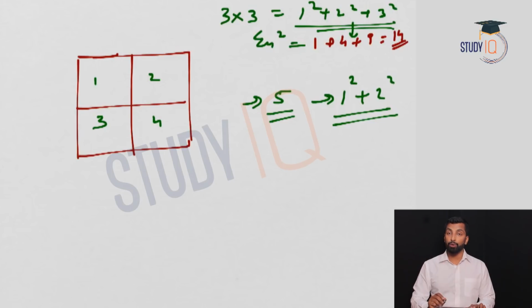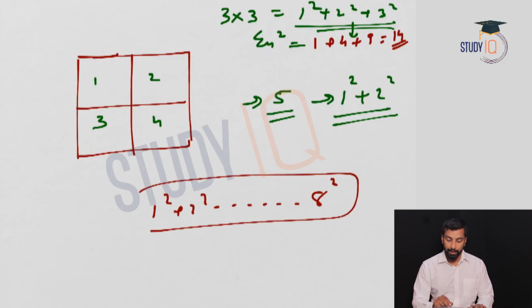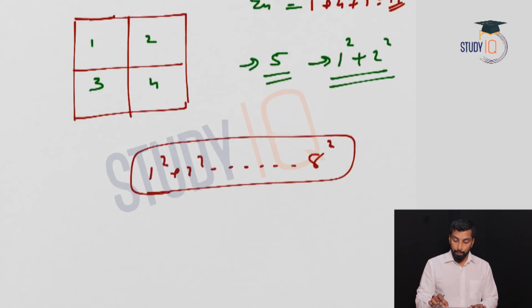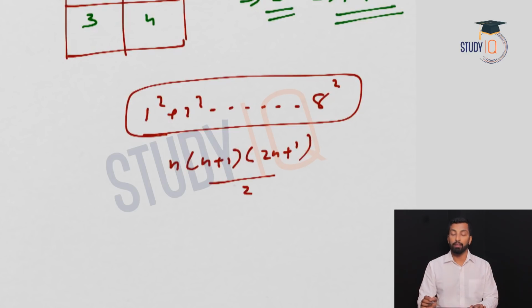But if I ask you the number of squares in a chessboard, you know a chessboard is 8 into 8 squares. So your answer is 1 square plus 2 square plus etc. up to 8 square. It's not worth finding manually during the exam. So you can apply the formula n into n plus 1 into 2n plus 1 divided by 6.